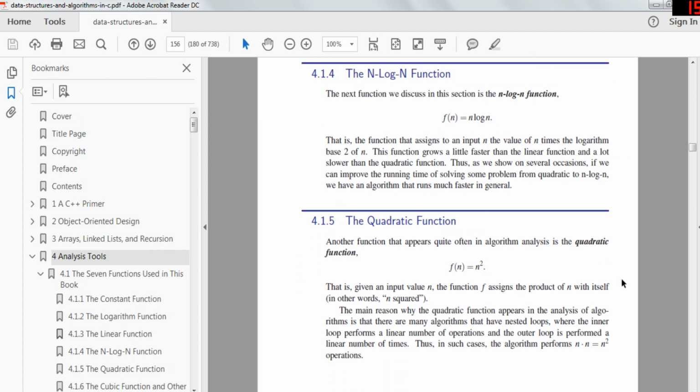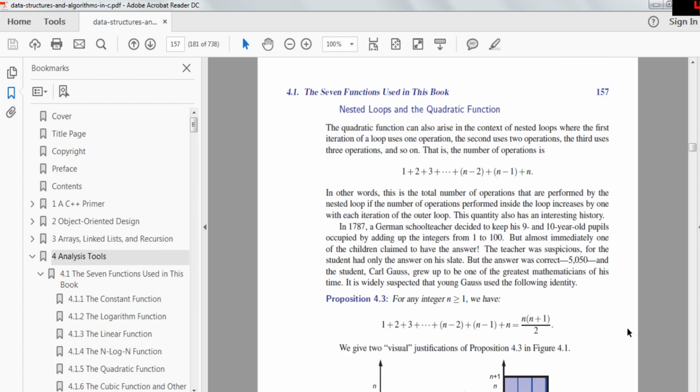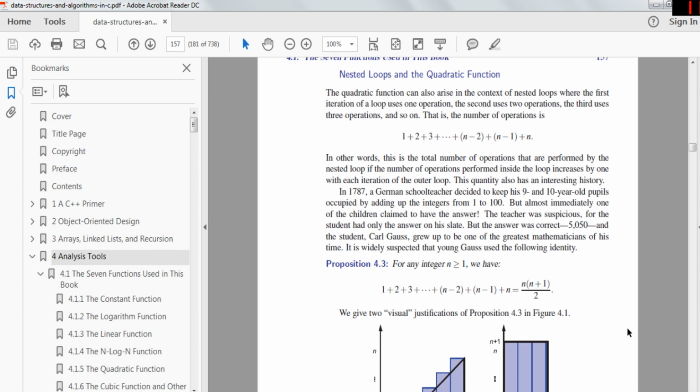Right, here's another one. Quadratic function: f of n equals n squared. Another function that appears a lot in algorithms is the quadratic function. That is, given an input value of n, the function f assigns the product of n with itself, meaning n squared. The main reason why the quadratic function appears in analysis of algorithms is that there are many algorithms that have nested loops, where the outer loop performs the same number of operations as the inner loop. Okay, so in this one you have 2 for loops, and they both run up to n times, so that's why the algorithm performs n times n. Okay, so nested loops and quadratic function.